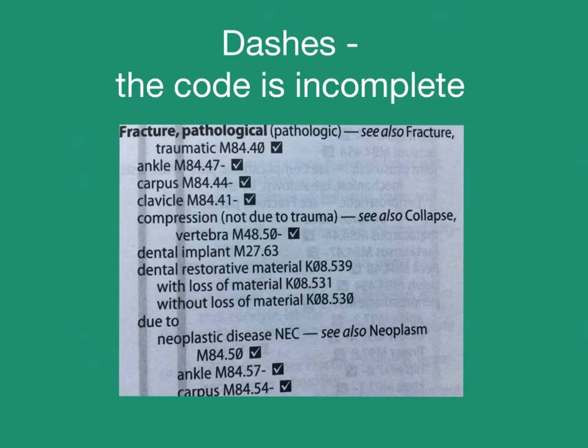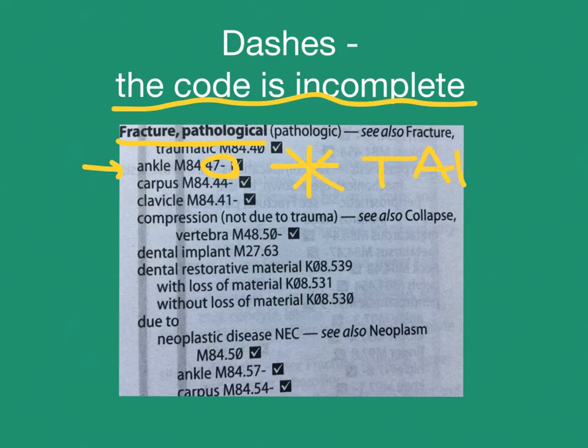Dashes, when these are seen in the alphabetic index, just tell you that the code is incomplete. It is not valid, so you're going to have to go to the tabular list and make sure that you're pulling in all of the necessary characters to make this a valid code. So more characters need to be added. For example, a pathological fracture of the ankle, we have this dash here. It's telling us, hey, more characters are needed. We need to go to the tabular list and pull in more information, more characters. In this case, probably something similar to the left or right ankle.